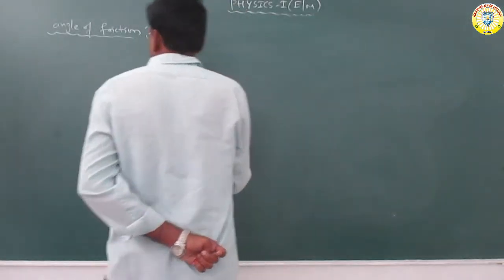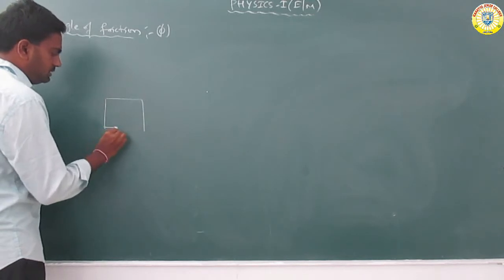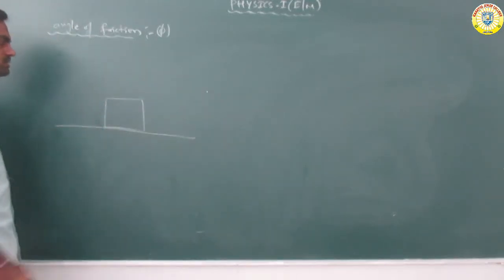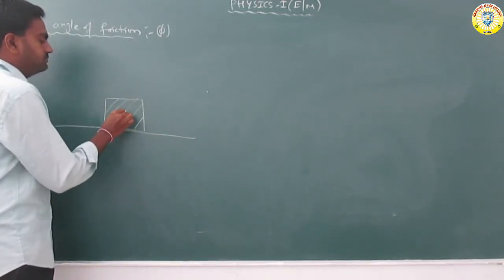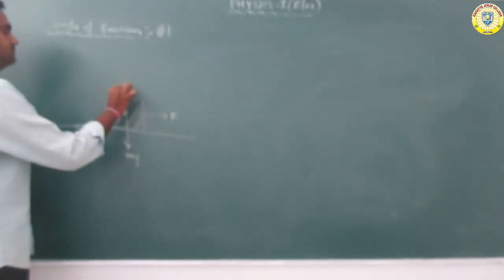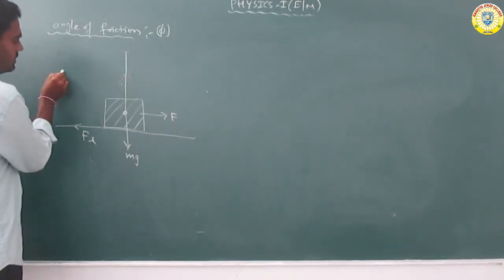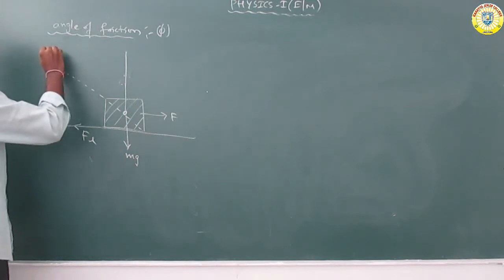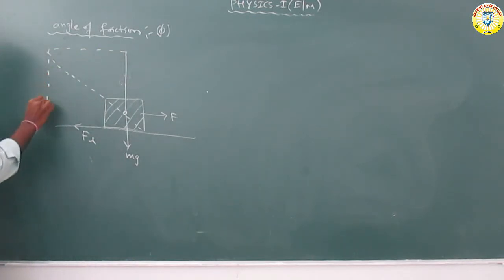First of all, we take an object placed on a surface. The mass of the object is m, the normal reaction is N, and mg is acting vertically downwards. Here the force F is acting, and the limiting friction FL is taken. The normal reaction and friction together give the resultant reaction. We take points O, A, B and C, and R is the resultant.